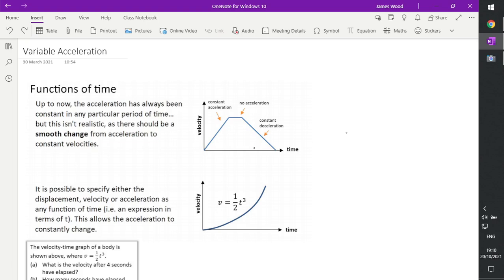And the way that we do that is by describing either the displacement, the velocity, or the acceleration as a function of time, so in terms of t. And then we can use calculus, so differentiation and integration, to help us.